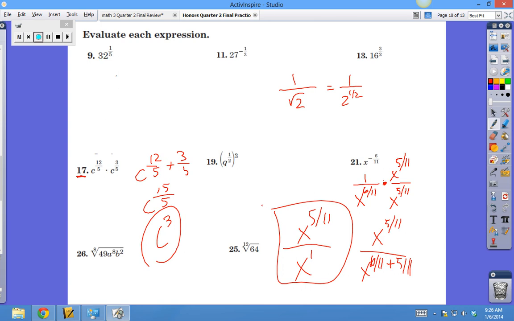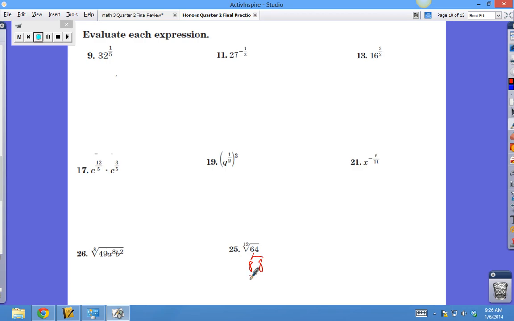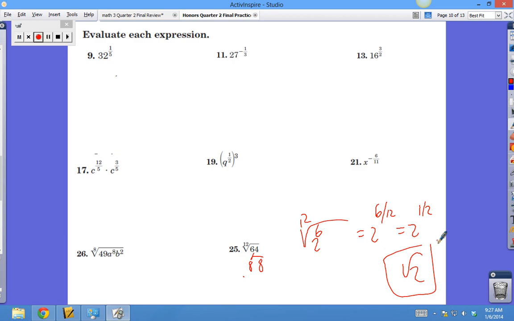Okay, let's look at 25 and call it good. The 12th root of 64. 64, always swap it out. It's going to be 8 times 8, so it's going to be 2, 2, 2, 2, 2, 2. So it's going to be the 12th root of 2 to the 6th. And that is actually the same thing as 2 to the 6/12, which is 2 to the 1/2, which is the square root of 2. So you can simplify these just like you can these. That's really 6/12. So change it to a half. Divide them both by 6.